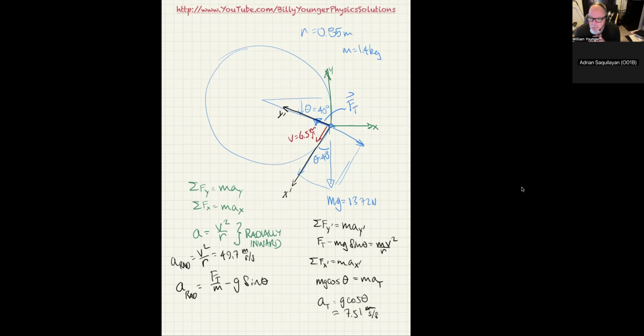Remember, you have to use your coordinate system. You have to make a coordinate system so you can have an x component and a y component. You have to use Newton's second law for the x direction, Newton's second law for the y direction, and then use your math to solve for the unknowns. That's pretty much it.